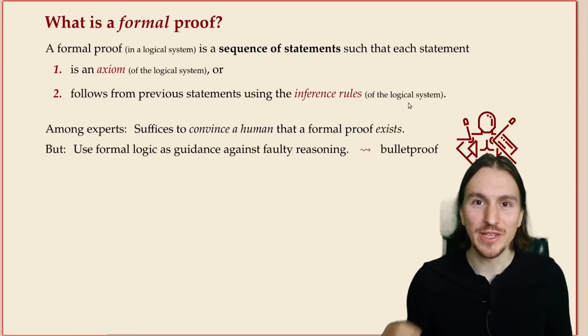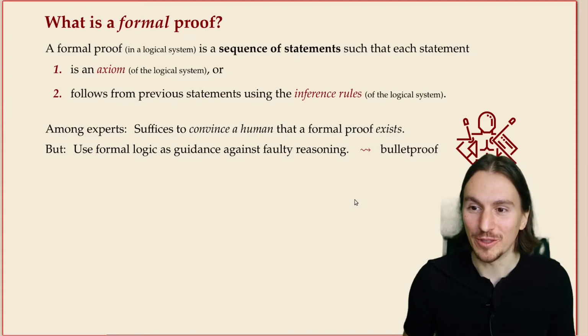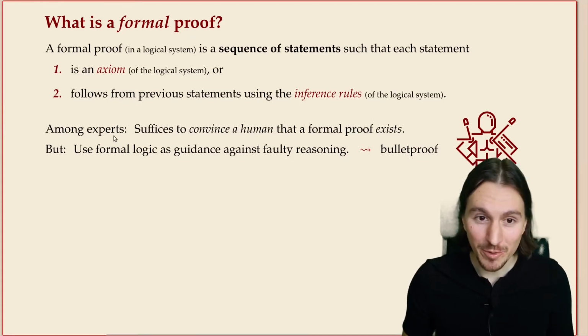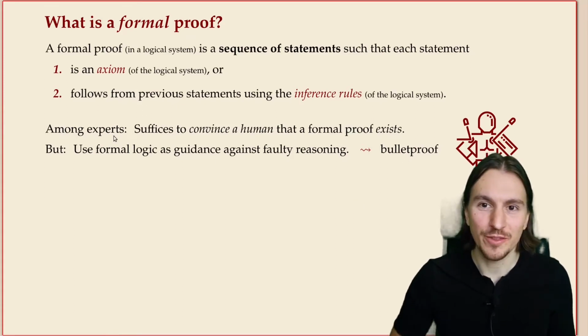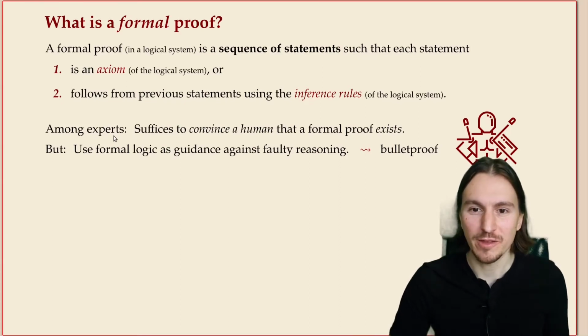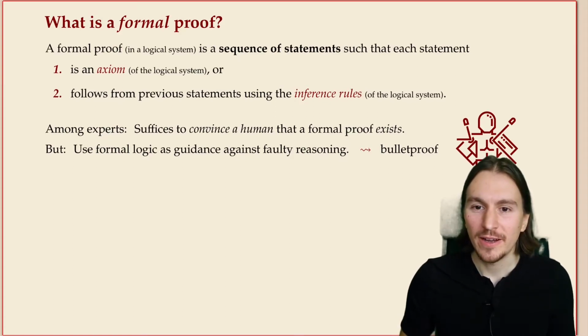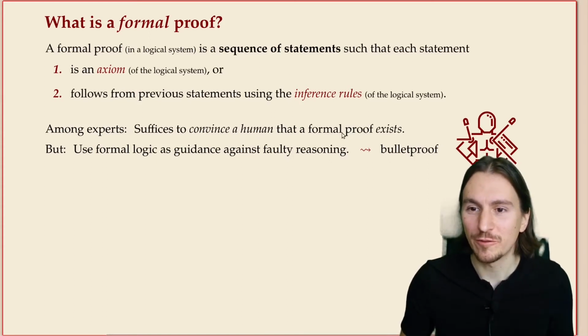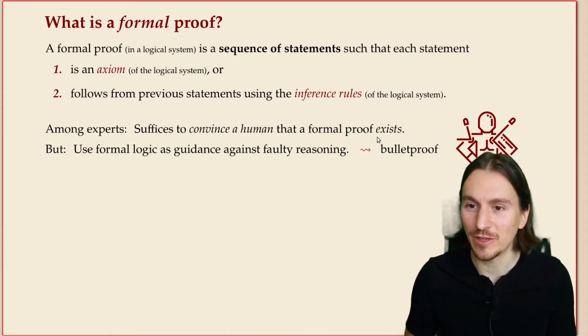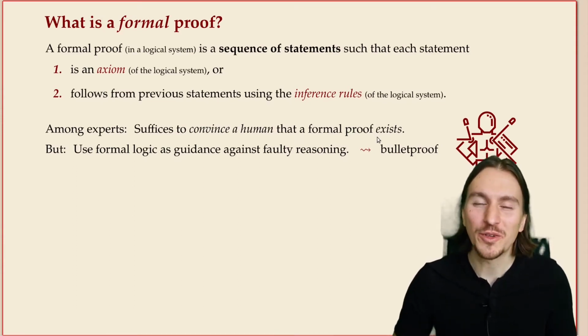All right, what does that mean for you and for us usually? Among experts in a field, often that's mathematicians, but it can also be theoretical computer scientists, or it can be programmers. They often also argue about proofs. It's often accepted that it's enough to convince another expert human that a formal proof is possible, that a formal proof can be written down, but you often don't write it down.